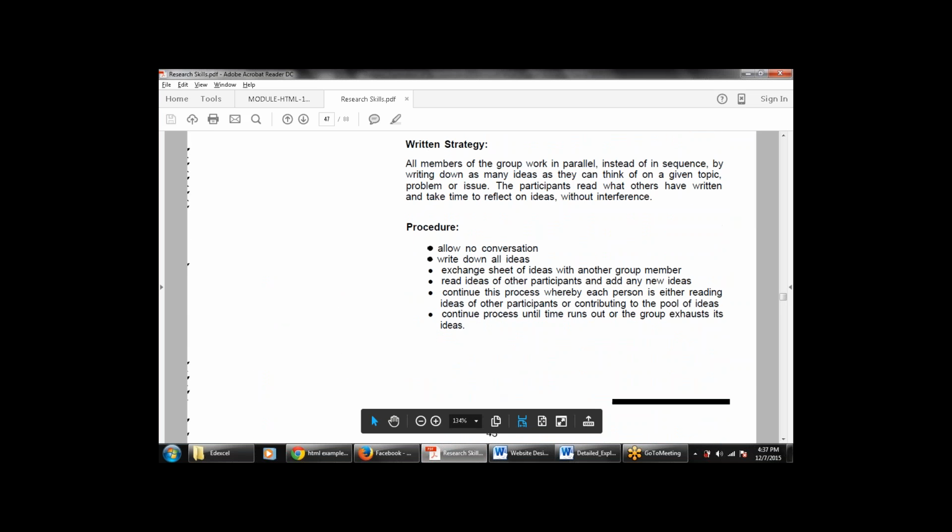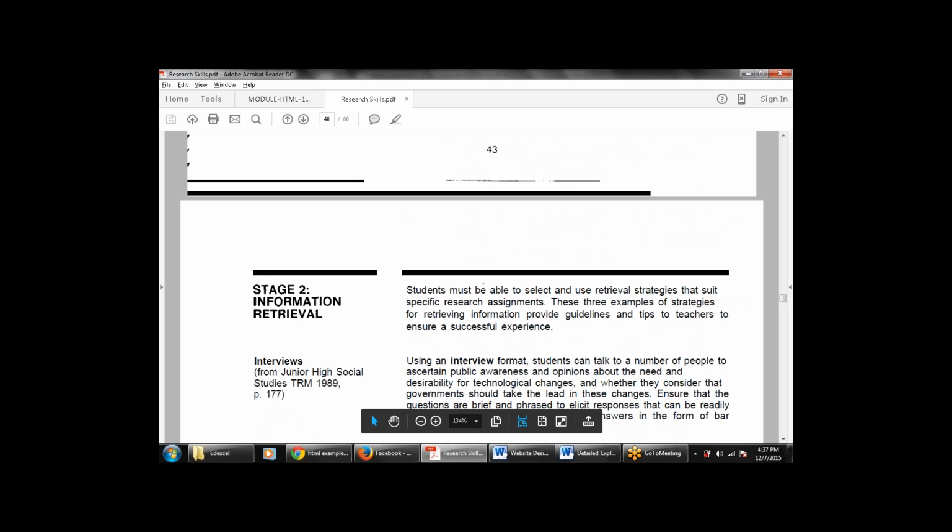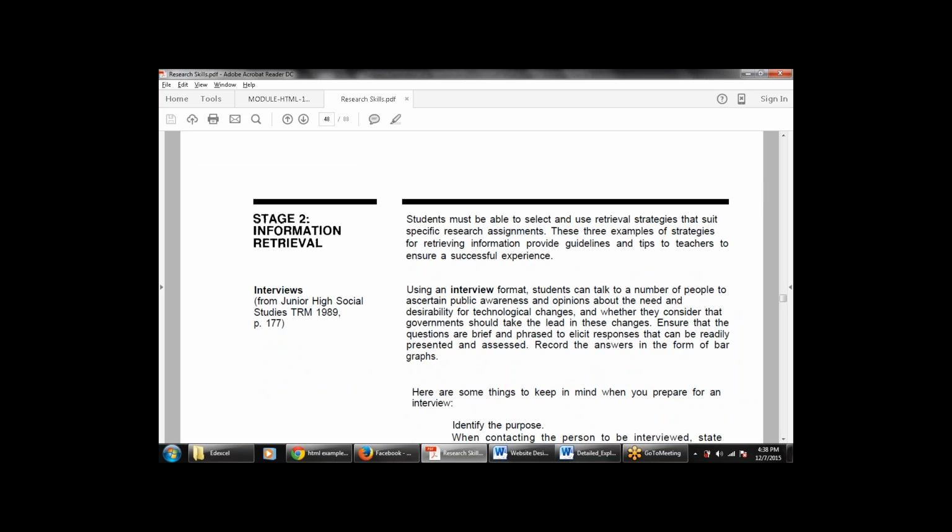That is step number one, stage number one, planning. The next stage, stage number two, is information retrieval. The student must be able to select and use the retrieval strategies that suit the specific research assignment. Whatever research assignment is given, the student must select and use the retrieval strategies that suit it. There are three examples of strategies used for retrieving information, and they provide guidelines and tips for teachers.